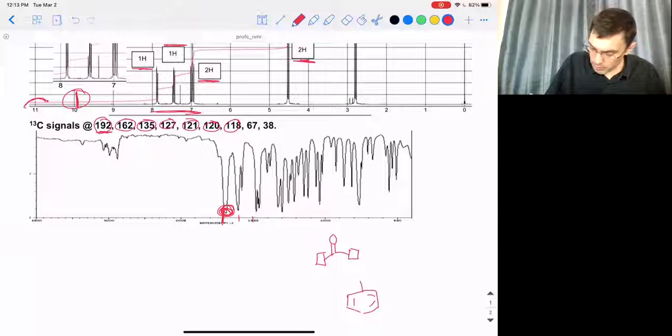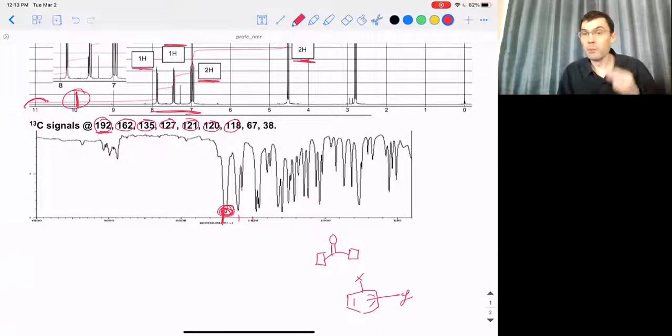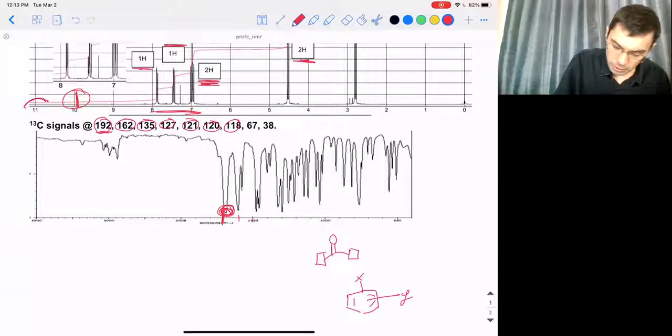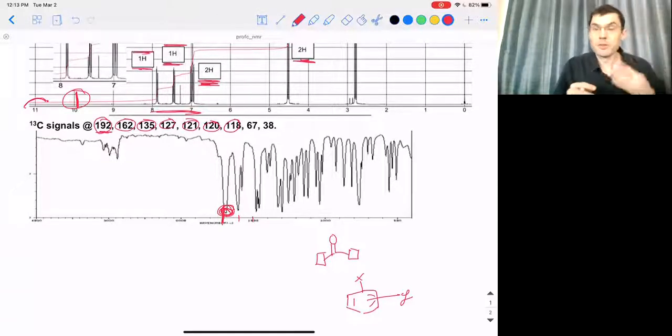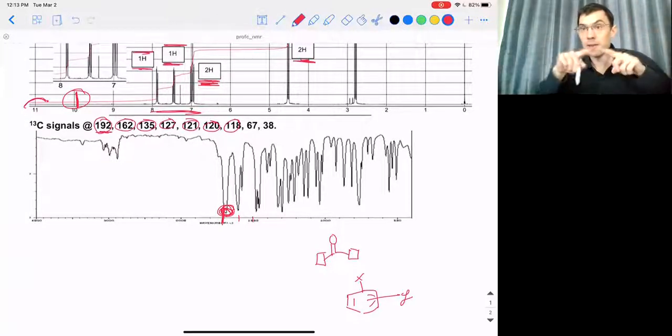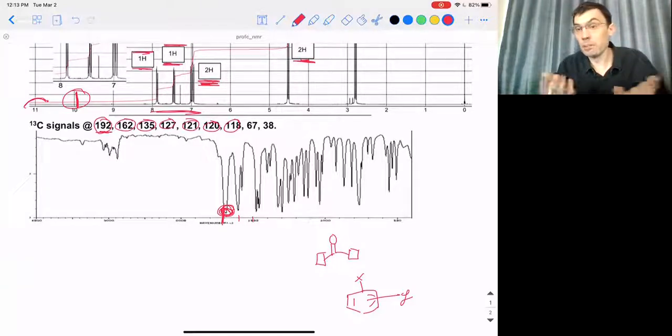And I'm just going to put X on here, and I don't know where the other Y group is, so I'm just going to put Y on there. But I know the benzene has to have 2 groups on it because I have 4 hydrogens in the NMR. So I've got 2 from here, 1 and 1, and so that's 4. Benzene has 6 spots, so if you're missing 2 hydrogens, it's got to be 2 groups.